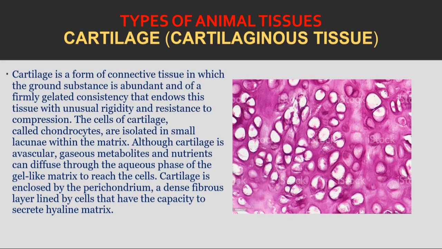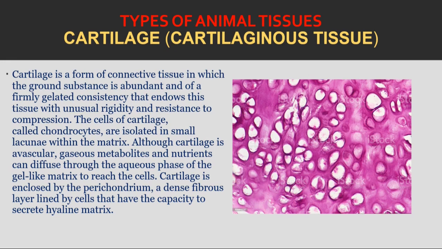The cells of the cartilage, called chondrocytes, are isolated in small lacunae within the matrix. Although cartilage is avascular, gaseous metabolites and nutrients can diffuse through the aqueous phase of the gel-like matrix to reach each and every cell.